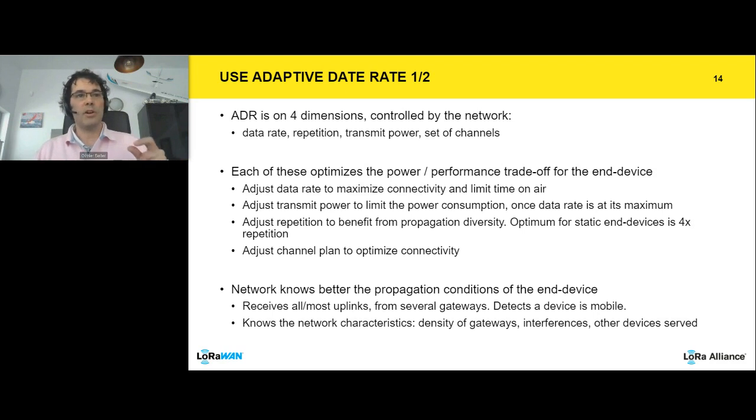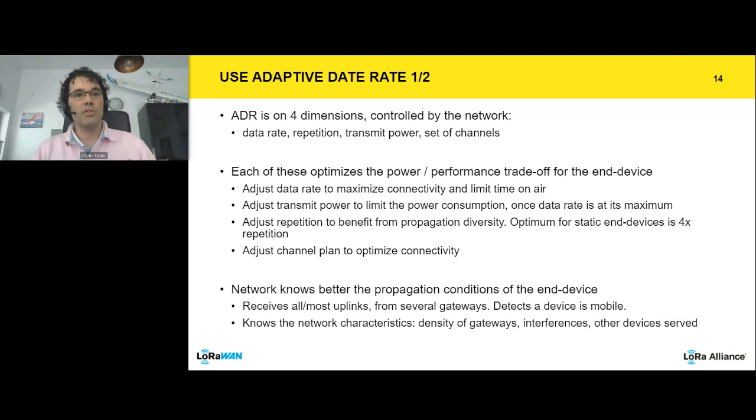Each of these dimensions optimizes the power consumption versus connectivity performance trade-off for the end device, and the network is doing that for the end device. So the data rate is going to be adjusted to maximize connectivity and limit the time on air.